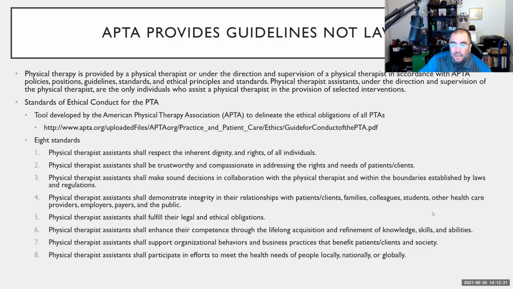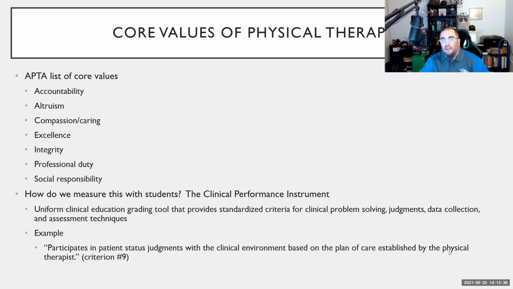So these are the 8 standards of the APTA for PTAs. I'm not going to make you guys read these. You guys went over these, hopefully, in PTA 110 back with Dr. O'Neill. But the main thing here, and I want to stress this, is the core list of values: accountability, altruism, compassion and caring, excellence, integrity, professional duty, and social responsibility. Altruism is one of the big ones for me in there.